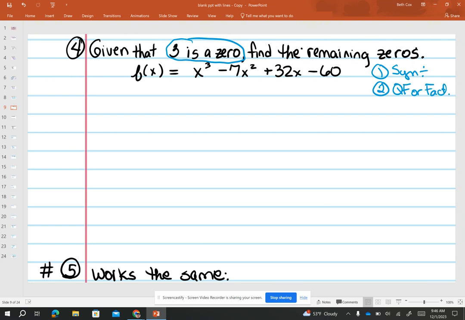So let's jump in. So my synthetic division, check to see that I have a 3rd degree. It's in order. 3, 2, 1, constant. I have all the numbers I need.